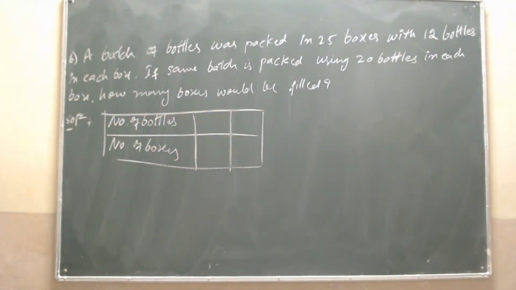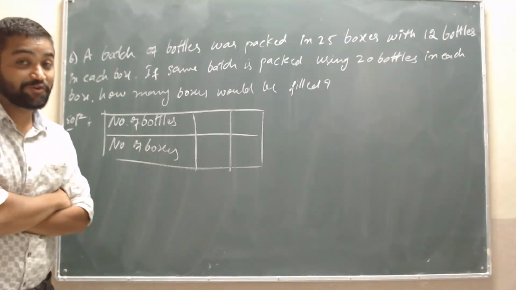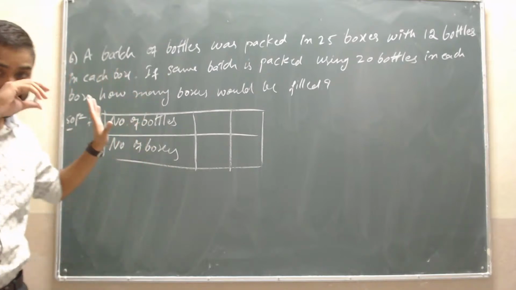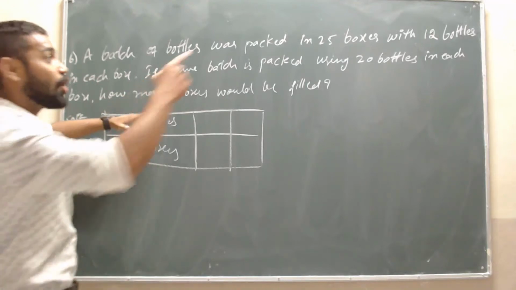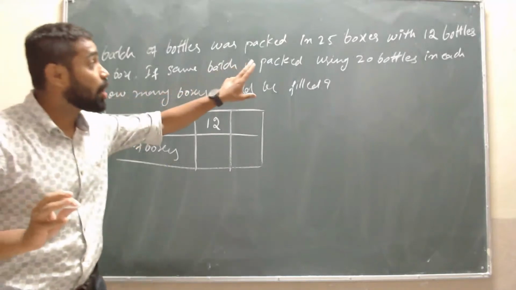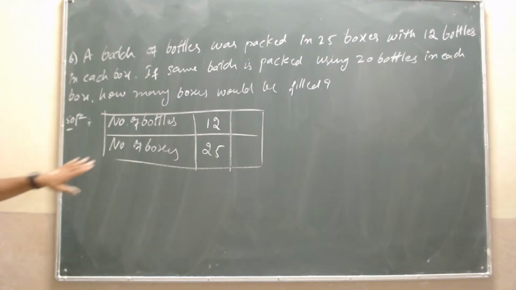Okay, now concentrate on the question, students. A batch of bottles was packed in 25 boxes with 12 bottles in each box. Don't be confused. First of all, we have to write the data given in the first half of the question. How many bottles are there? 12 bottles. And how many boxes are there? 25 boxes. Is it clear to you?